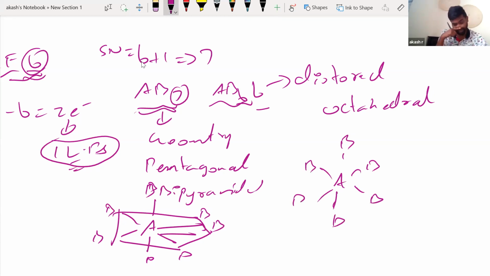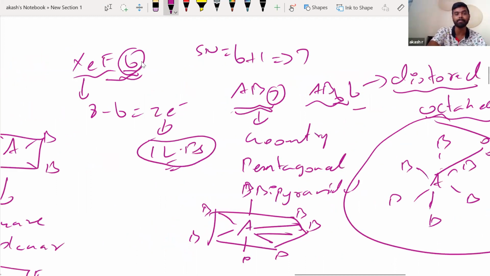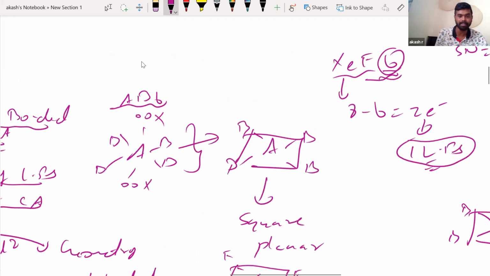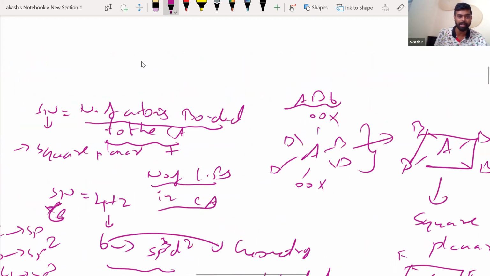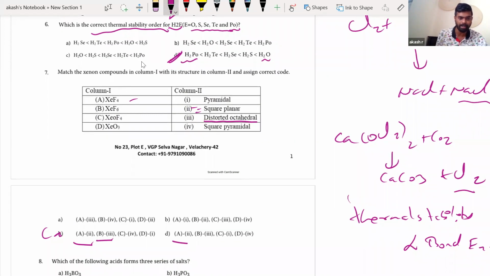Okay, when I have AB6, this is fine. This is octahedral. Now, if I put a lone pair somewhere, this entire structure gets distorted. So that is why we call it distorted octahedral. So obviously, XeF6 would have been distorted octahedral. That is B is 3. Where is B is 3? Okay, B is 3. So again, we cannot choose.